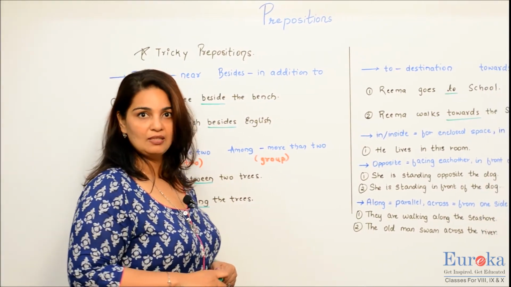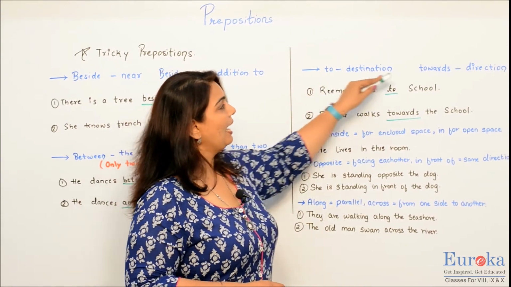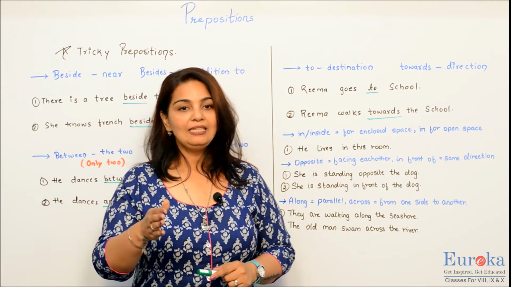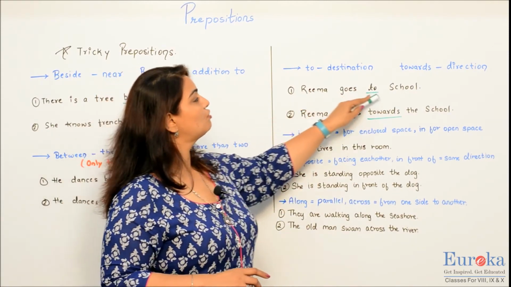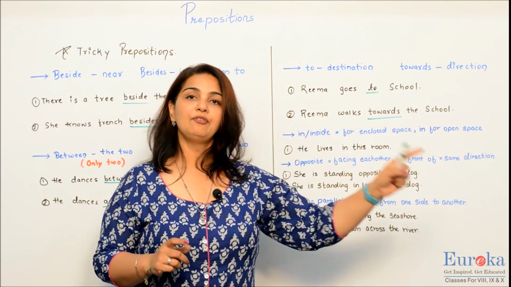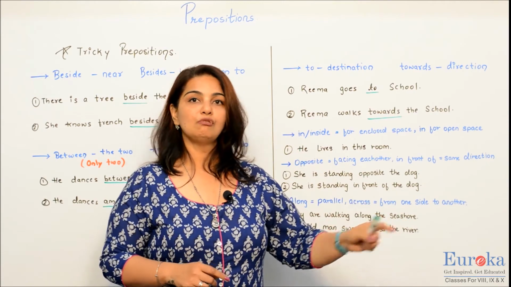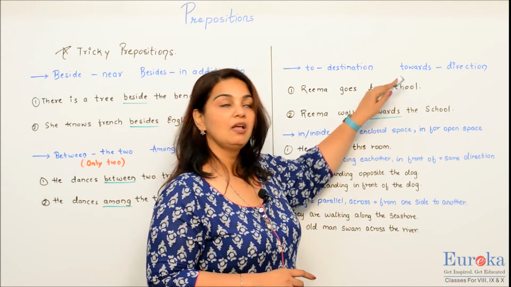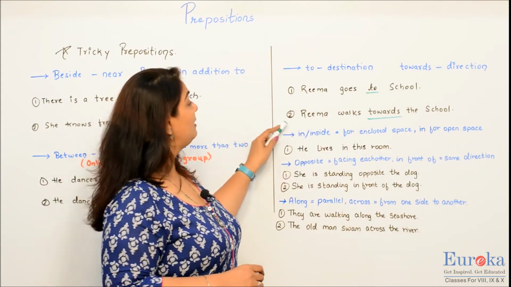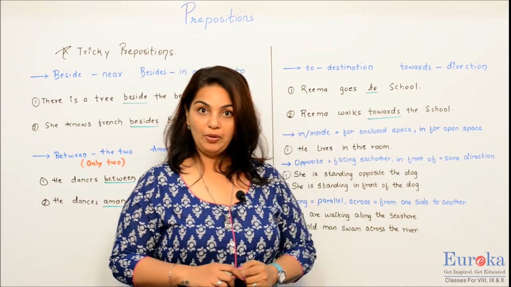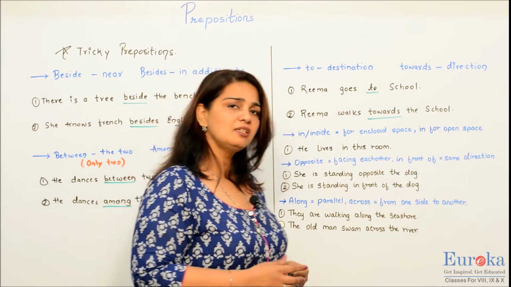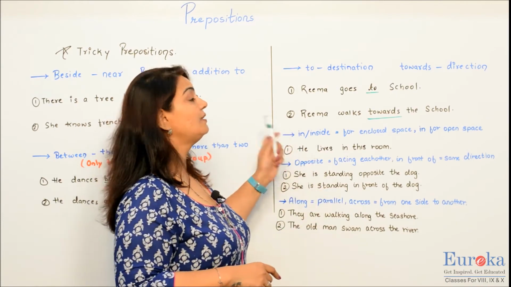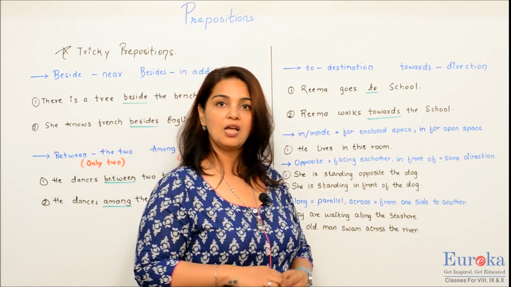Moving on to the next one, and that is to and towards. Over here, to means a destination, that is the end of your journey. Rima goes to school. She leaves her home and reaches the school. So from home to school, end of her journey. She has reached her destination and the destination is the school. Whereas when we say Rima walks towards the school, we mean the direction. In which direction is Rima going? She is going towards the school. She has still not reached the destination, but yes, very soon she will be reaching there.